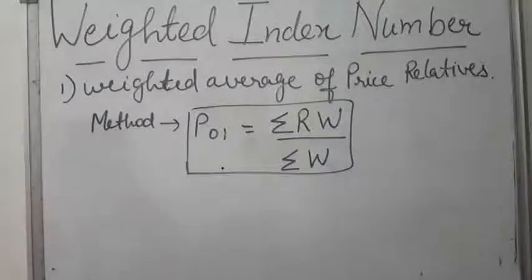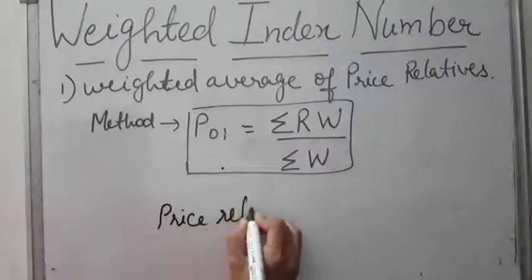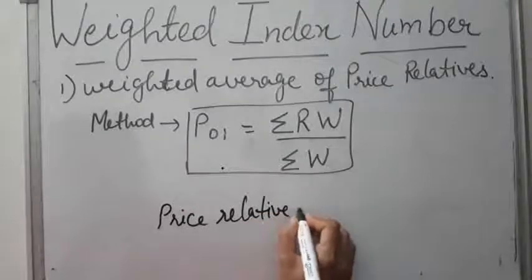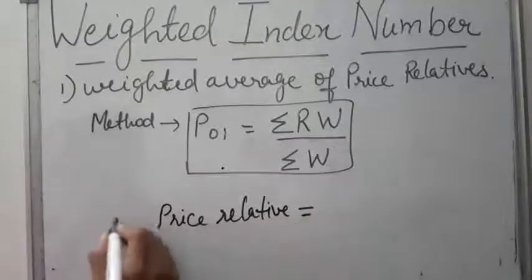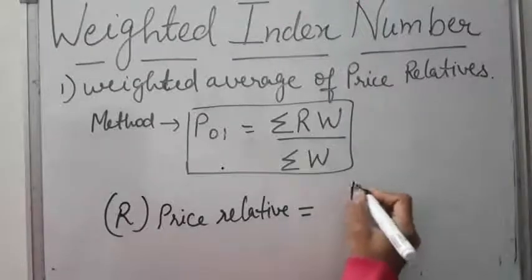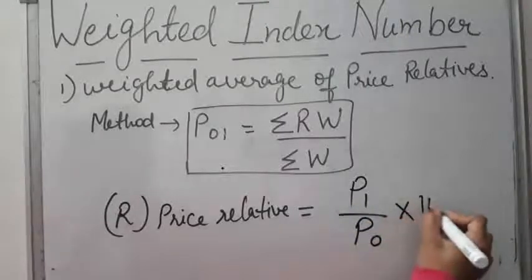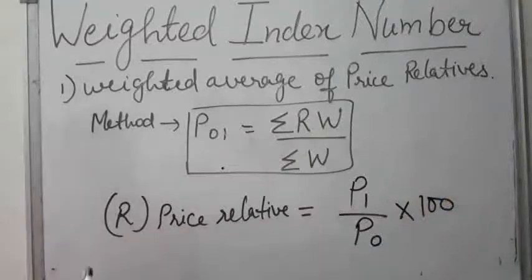So we multiply the price relative and after that we divide by the sum of weights. As you all know, how do we find the price relative? If we want to find out the price relative, we denote it by R. For finding the price relative for the current year, we divide the current year price by the base year price and multiply by 100. So by this method we will calculate the price relative, and then we will find out the index number.